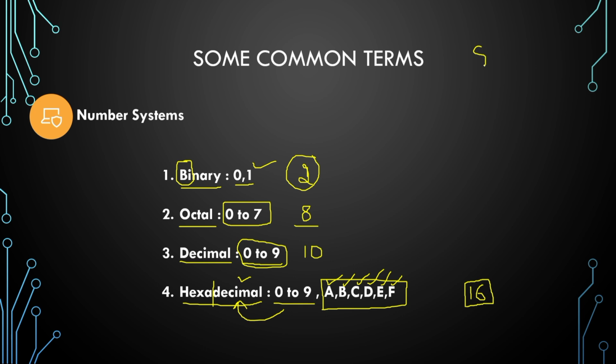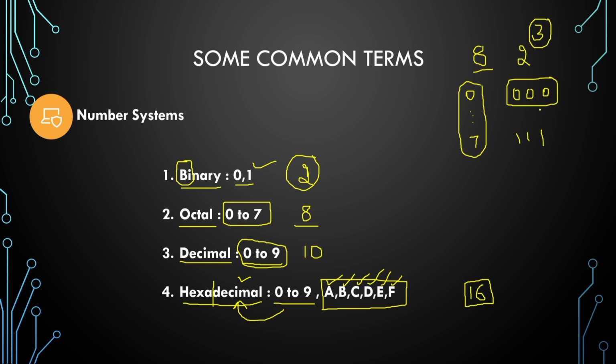Octal number means, as I said, a base 8 number system. 8 is nothing but 2 to the power of 3. So to represent any digit in the octal number system, we will be using at max 3 digits in binary. That is, 0 is represented as 000, and like that, if we go, 7 will be represented as 111.